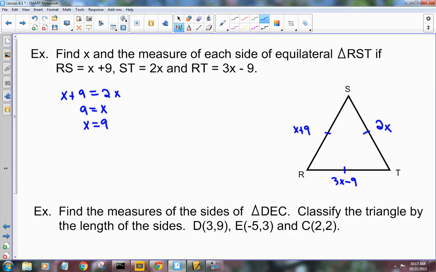And since it's equilateral, my RS is going to be equal to my ST, and it's going to be equal to my RT, and they're all going to be equal to what? 18. So if I plug 9 in anywhere, I end up with 18. Okay.